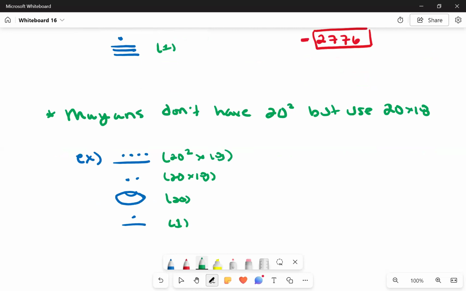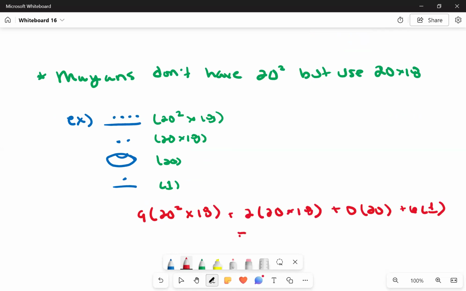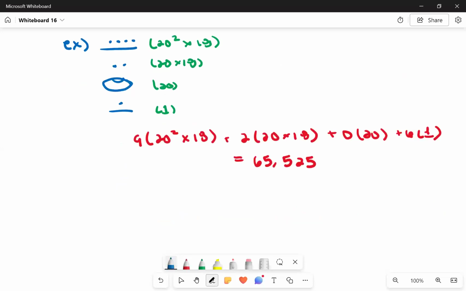So what number is in the 20 squared slot? Well, that looks like a 9 to me. Here, I'm going to write it below. So 9 times 20 squared times 18 plus 2 in the 20 times 18 slot, 0 in the 20 slot, and 6 in the ones slot. Go ahead and do that on your calculator. And I ended up getting 65,525.